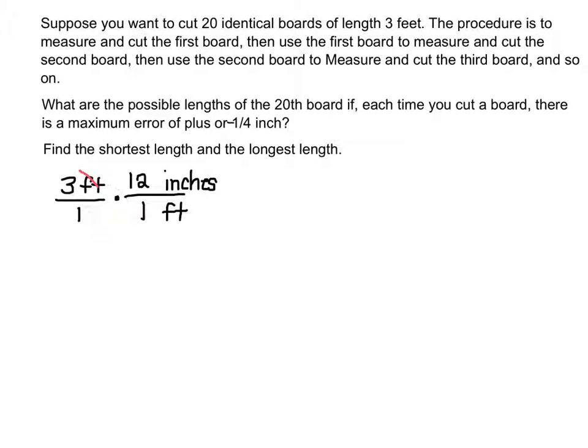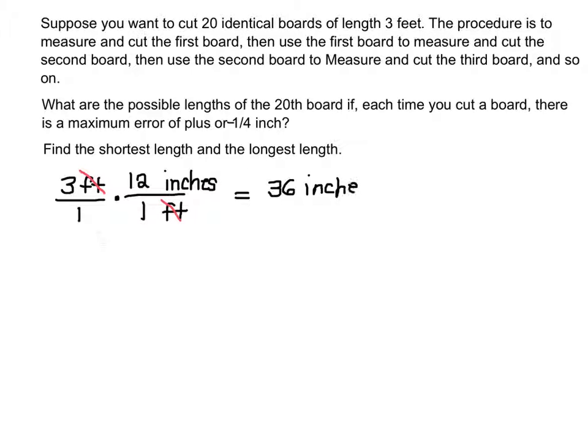Now we can cancel out the feet, and we work this out. We have 3 times 12 is 36. We don't need to write the denominator because 1 times 1 is 1. So it's 36 inches, and that's the length of the board.